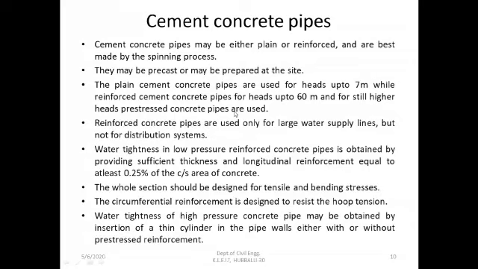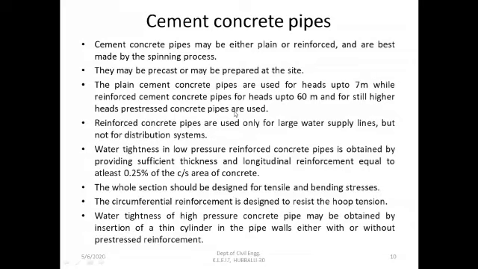Reinforced concrete pipes are used only for large water supply lines but not for distribution systems. Water tightness in low pressure reinforced concrete pipes is obtained by providing sufficient thickness and longitudinal reinforcement, to an extent at least equal to 0.25% of the cross sectional area of the concrete used to manufacture that pipe. The whole section should be designed for tensile and bending stresses. The circumferential reinforcement is designed to resist the hoop tension.